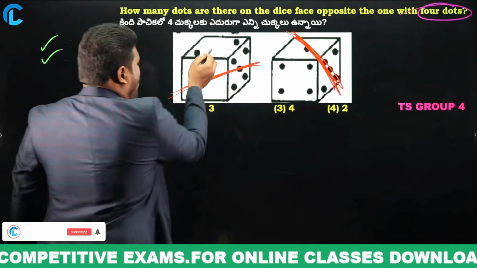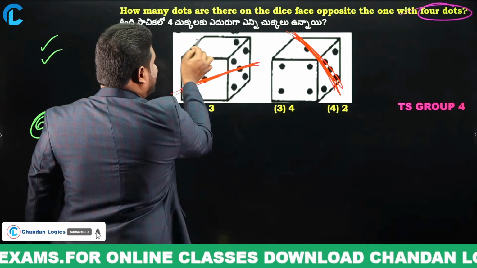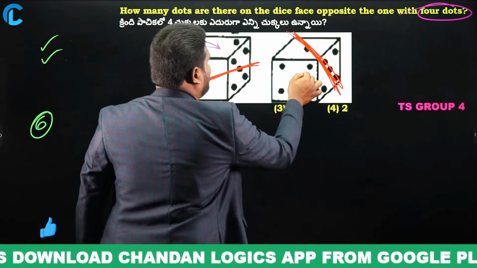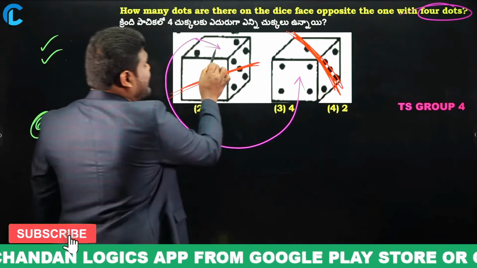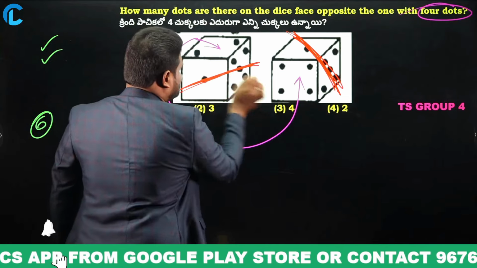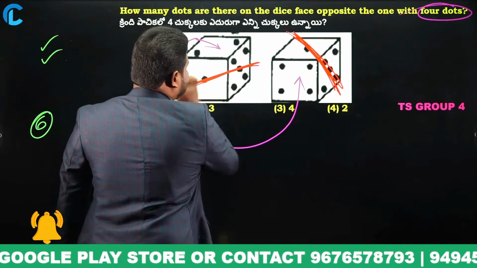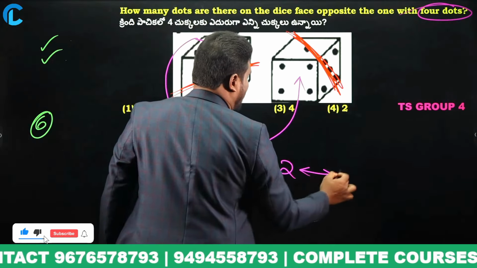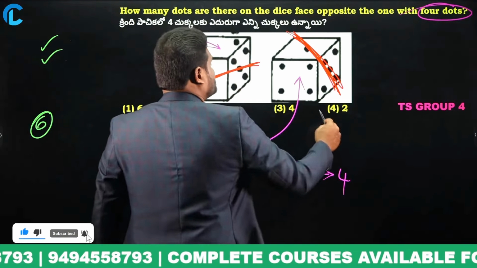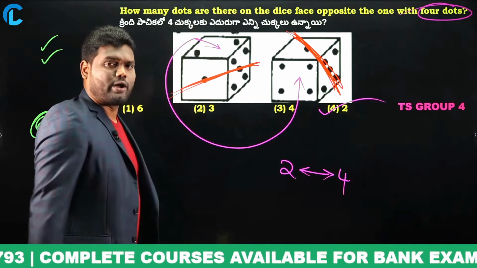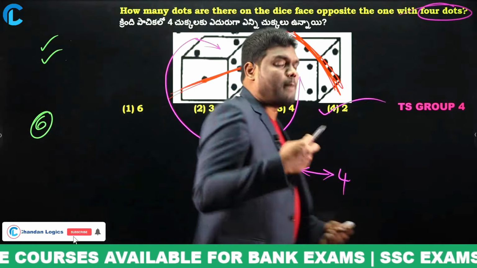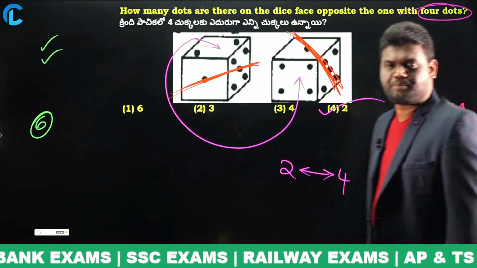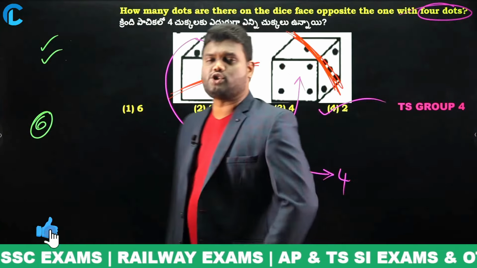Now, what is the remaining element here? Here the remaining element is 2 dots. And here the remaining element is 4 dots, which means the remaining elements are opposite. So 2 dots is opposite to 4 dots. The answer for this question will be 2. The question is asking what is opposite to 4 dots? 2 dots, that is our answer. Just a fraction of seconds.